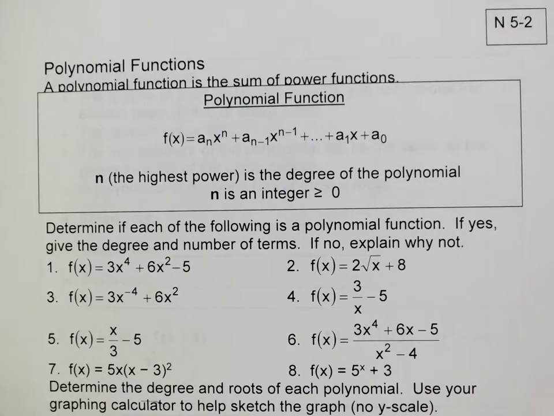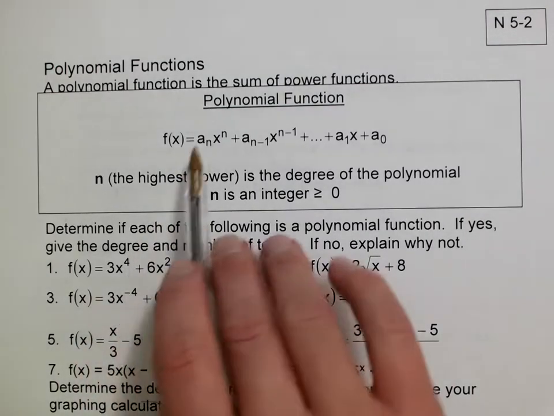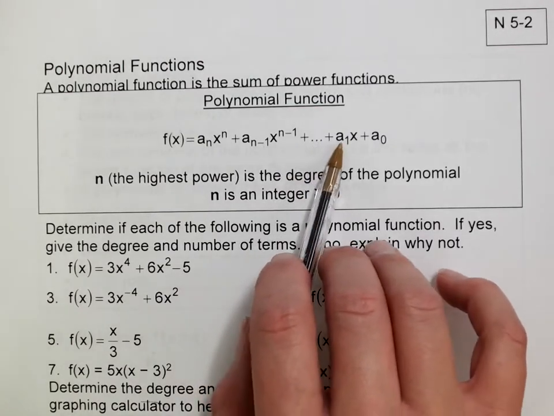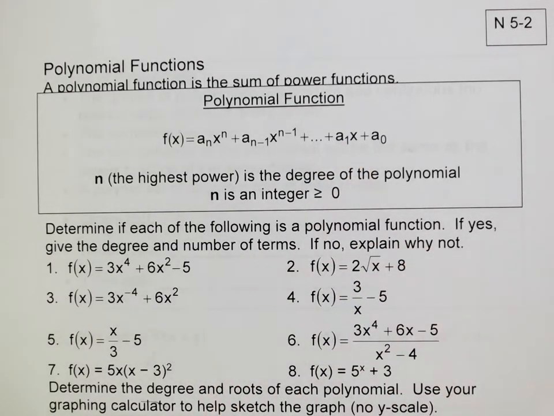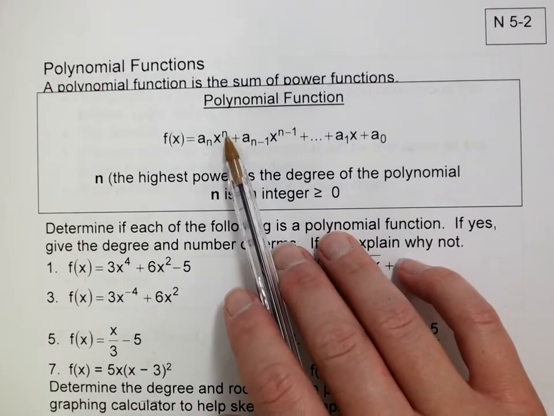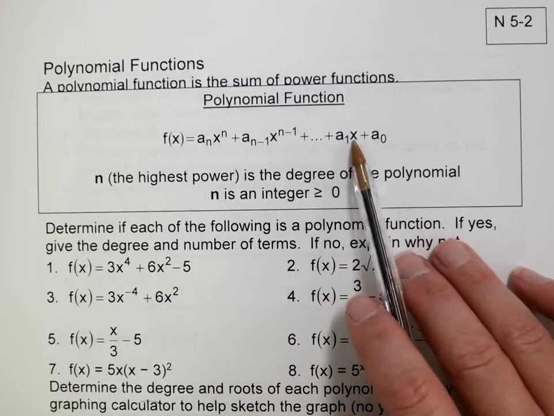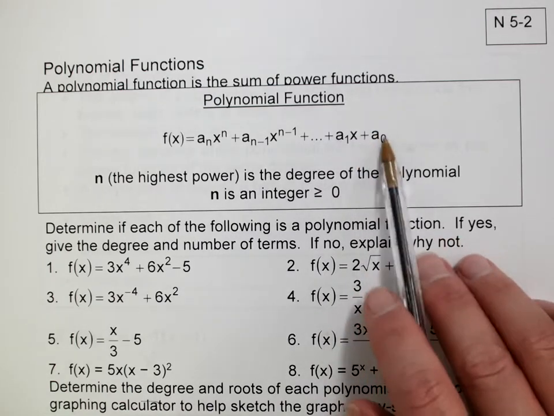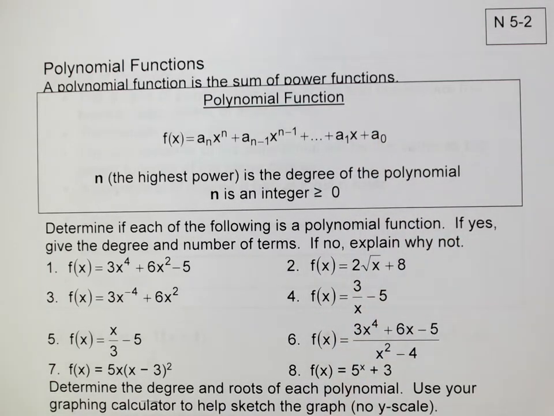The a's, the a_n, a_(n-1), a_(n-2), and it keeps going down until you get to a_1, a_0. Those just stand for some kind of constant, some kind of coefficient that's in front of each of these x terms. And then your x's, you're going to have an x to a power, and you can have that potentially all the way down to just an x, or even not an x, like just a constant term added to it. Okay?